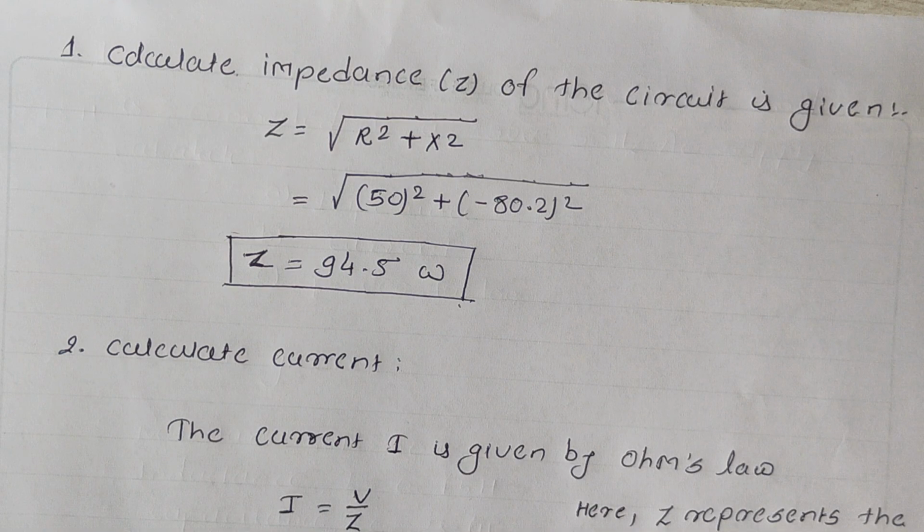Then we have to find the impedance of the circuit. Z equals square root of R squared plus X squared. We have the value of X, the total reactance. Put the values in this formula and we get the value of total impedance, that is 94.5 ohm.